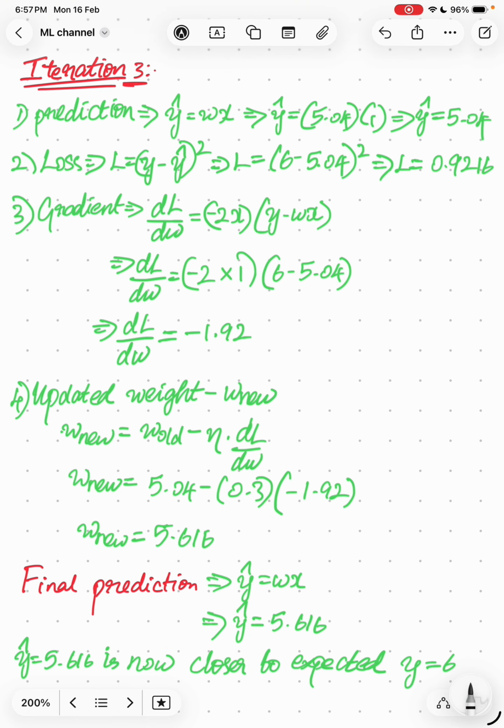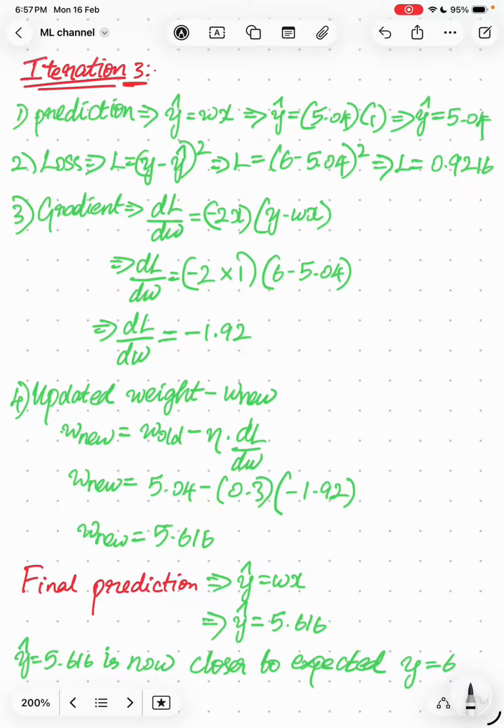Over here, after substituting all the respective values, we'll calculate the updated weight. Updated weight is 5.616. And the final prediction is what? We are not going to iteration 4, guys. We have already completed 3 iterations. For this particular model, I have set the constraint to stop the training when 3 iterations are complete. So the final prediction would be 5.616. So basically, this is very close to the expected value, which is 6.